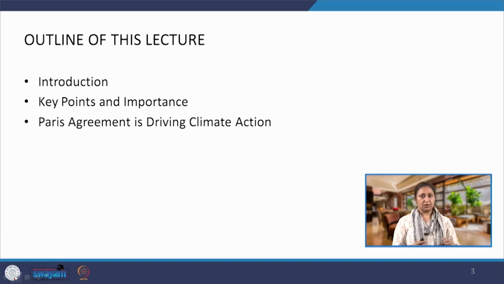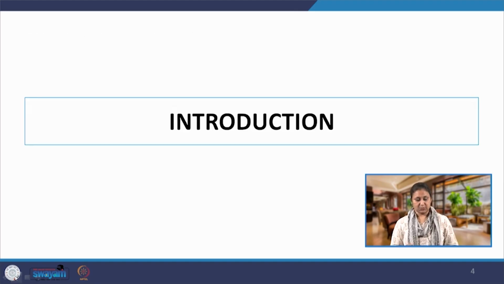So, in this lecture, taking over from Kyoto Protocol, we are going to understand what is Paris Agreement, the introduction to it, quick key points and importance of Paris Agreement, and then how Paris Agreement is actually driving climate action. So, we will quickly understand this entire thing in this particular lecture.